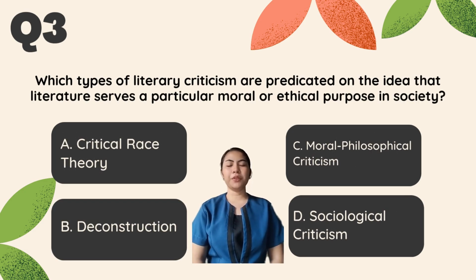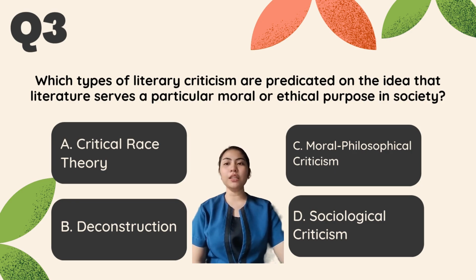For question number 3, which types of literary criticism are predicated on the idea that literature serves a particular moral or ethical purpose in society? Letter A, critical race theory. Letter B, deconstruction. Letter C, moral philosophical criticism. And letter D, sociological criticism.